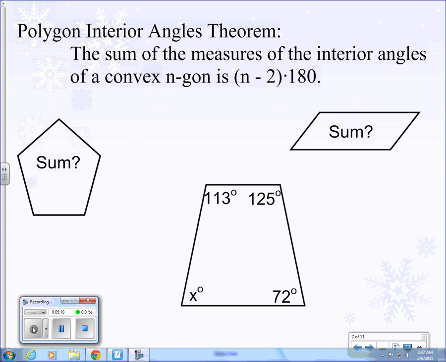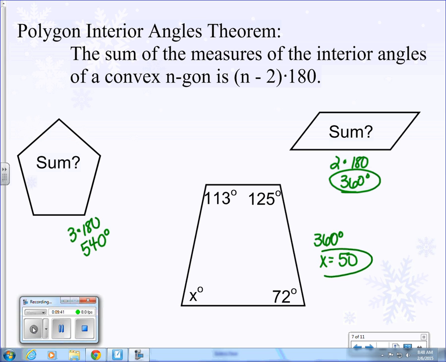Okay, hopefully you got that in this convex pentagon, we have 3 times 180, or 540 degrees. In our quadrilateral, we have 4 sides minus 2 is 2 times 180, or 360 degrees. And we know this is a quadrilateral, meaning it has 4 sides and a sum of 360 degrees. So when we add up all of the angles and solve for x, x should be equal to 50.